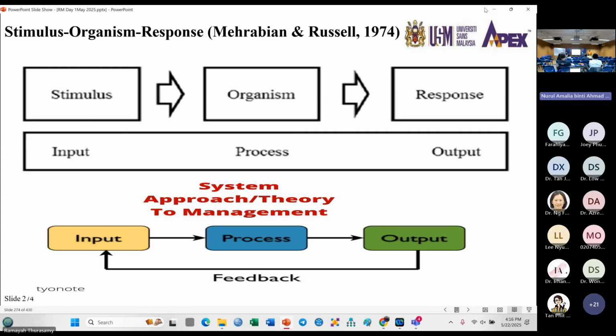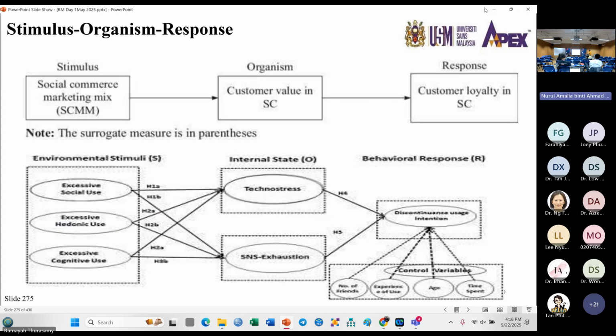Okay, so this is what I meant by theory, which is process. So we have stimulus, we have organism, we have response, right? So we have a flow. This leads to this, to this. We are saying we are testing the model based on the theory, or we can also use system theory, input, process, and output. So we can use this theory to justify the cross-sectional mediation.